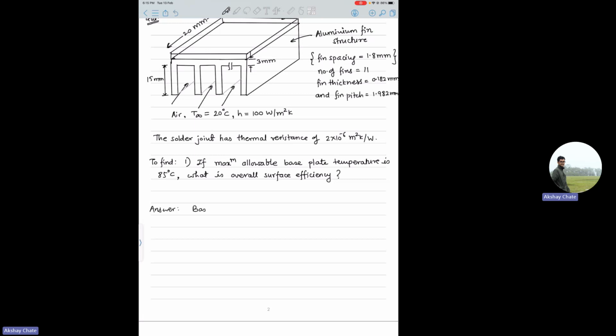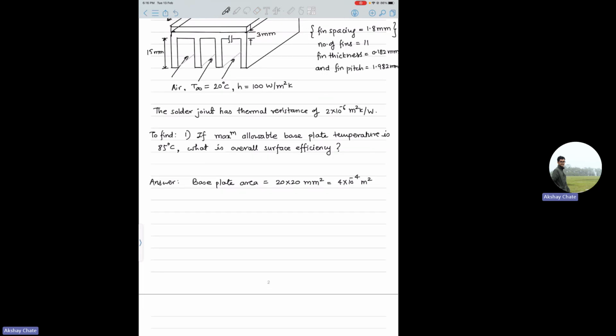So base plate area is nothing but 20 cross 20 mm square. So that is the base plate area, right? So that comes out to be 400 mm square. So 400 into 10 to the power minus 9. Oh, no. It's mm square. So 6 minus 2, it will be 4. So it will be 4 into 10 to the power minus 4 meter square.